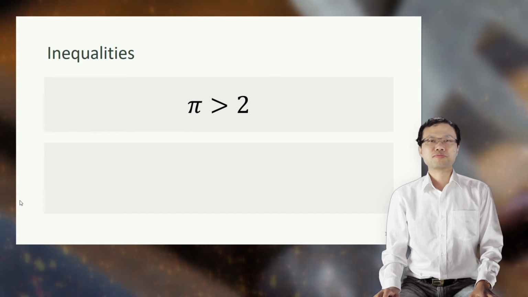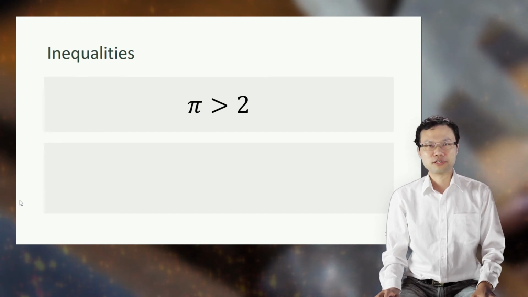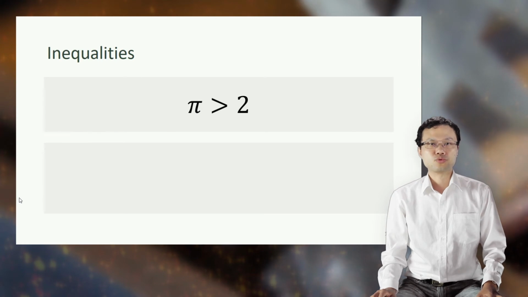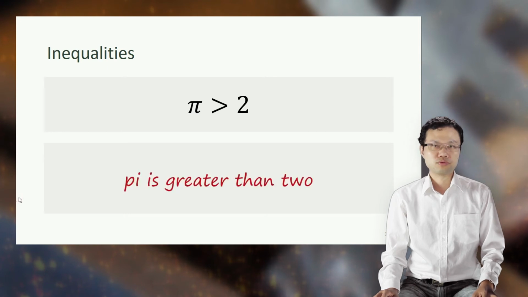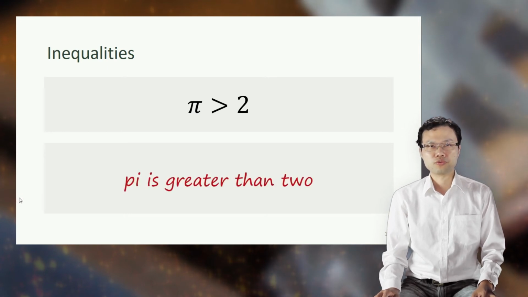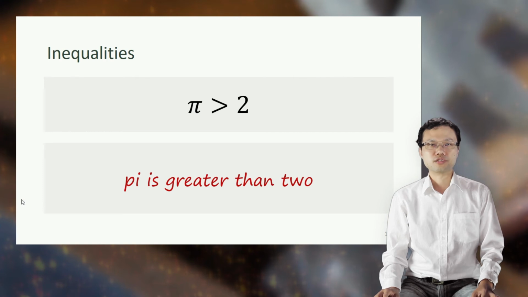Another example, we know that the mathematical constant pi, which is related to the circles, is 3.14. Its value is greater than 2. So, we can call this mathematical relation pi is greater than 2.